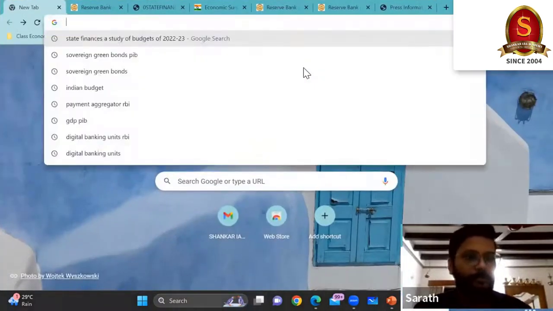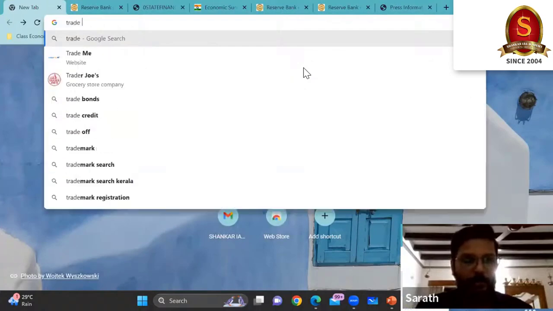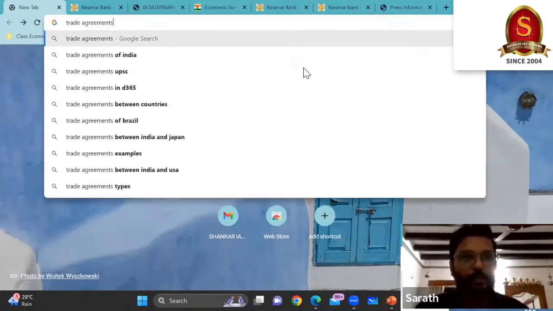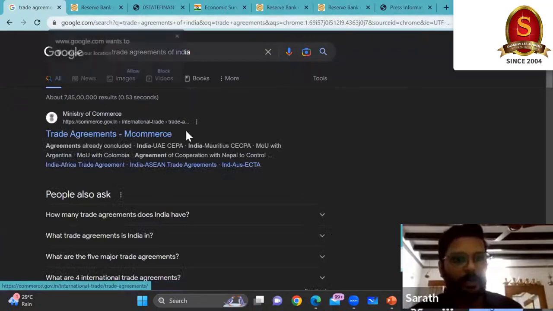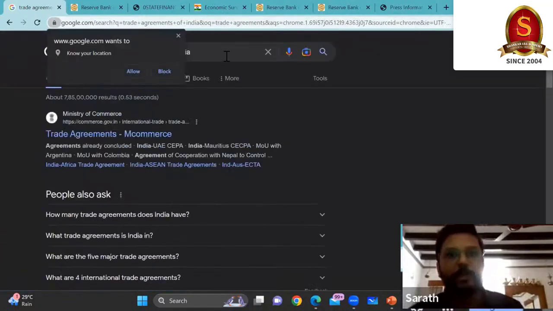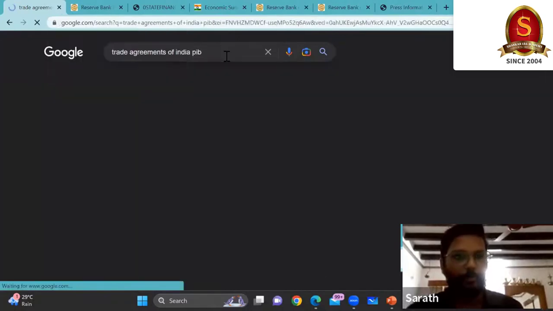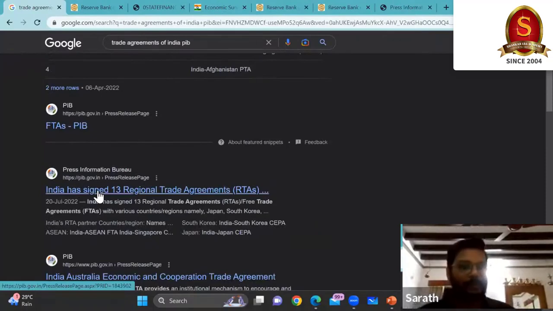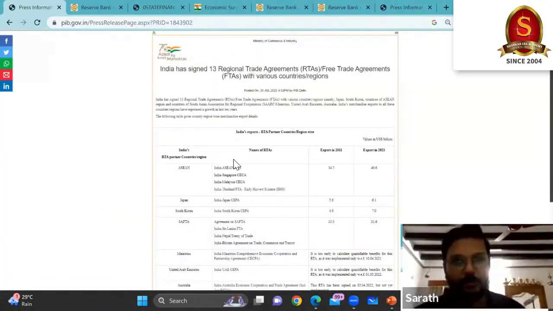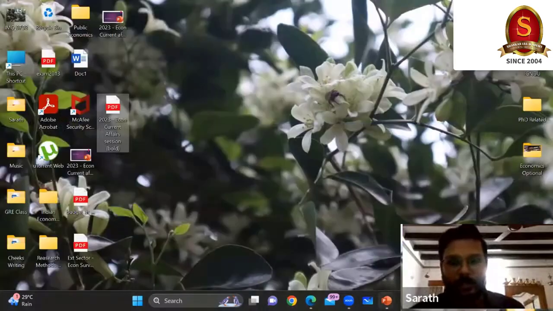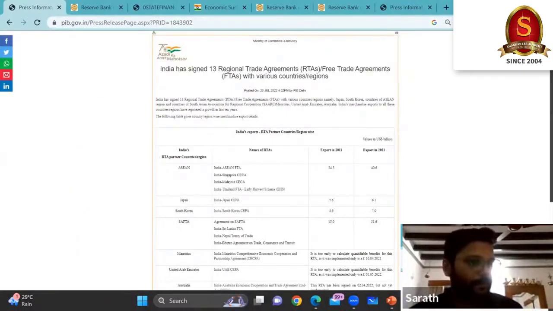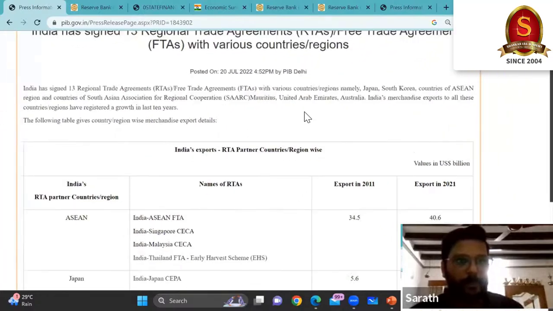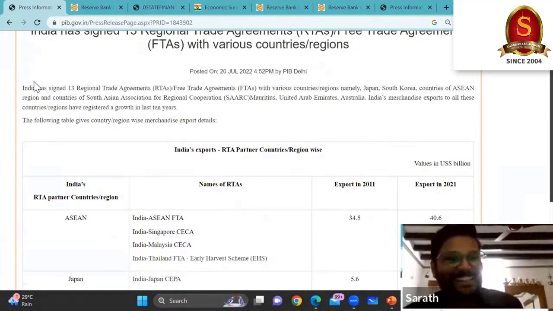Just look for, let's say, trade agreements. And why are we looking for it? Because the UAE agreement was signed, because the Australia agreement was signed, looking for PIB. So FTAs with respect to, so here it is. The heading itself has it, July 2022, which is still part of our information. Okay, India has signed 13 RTAs, regional trade agreements or free trade agreements with various countries. That is given over here.